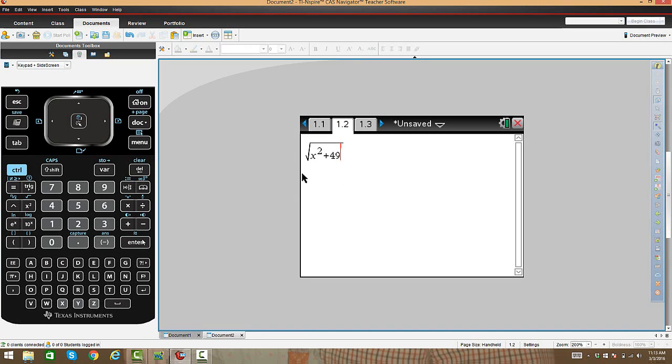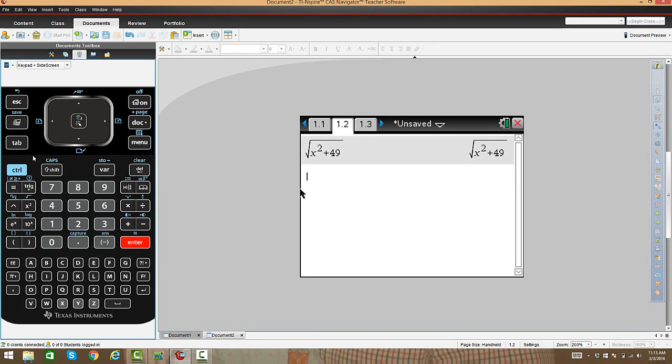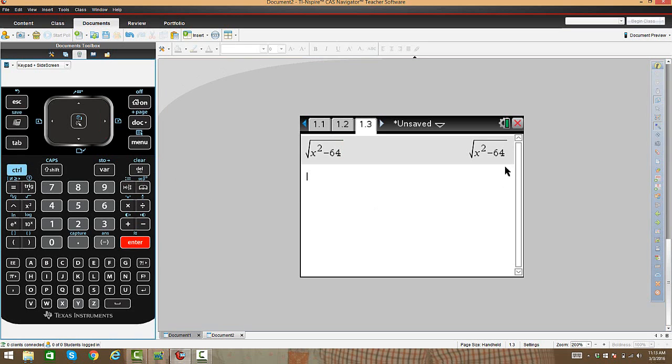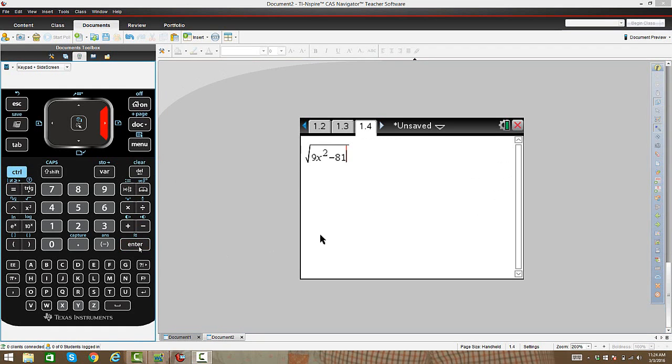So here, if I hit enter, no simplification. Here, if I hit enter, no simplification. And here, when we hit enter, we get 3 times the square root of x squared minus 9.